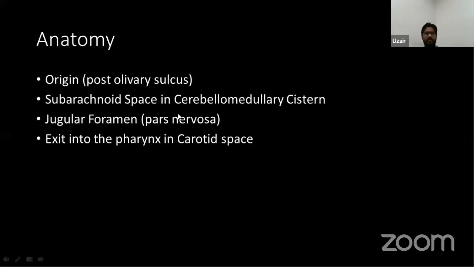So anatomy, like we discussed earlier and saw in the cadaveric model, it arises from the post-olivary sulcus of the medulla oblongata, travels in the subarachnoid space in the cerebellomedullary cistern. Like I discussed earlier, the lower complex comprises the inferior cerebellar peduncle, medulla, and the cerebellomedullary cistern. So whenever we discuss the pathway of these lower 4 cranial nerves, we will have the cerebellomedullary cistern in account. Then it goes into the jugular foramen through the pars nervosa. We are going to discuss the jugular foramen later on, and then it exits into the pharynx into the carotid space.